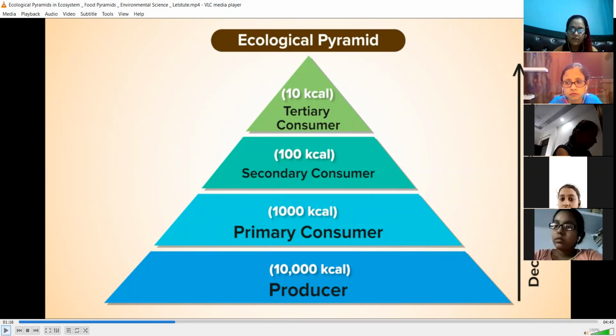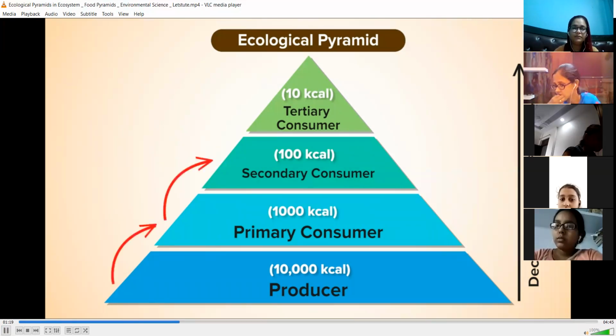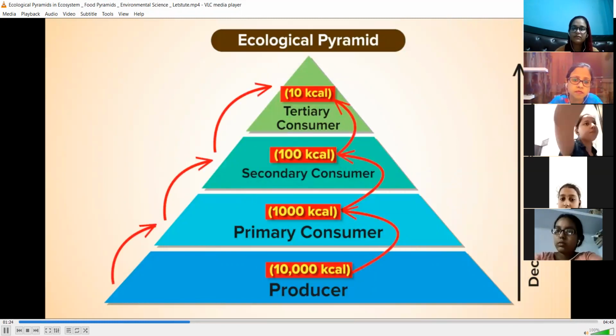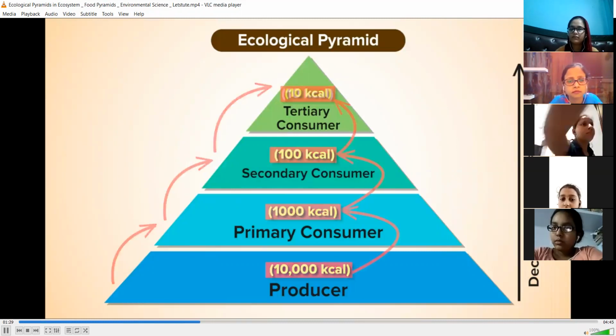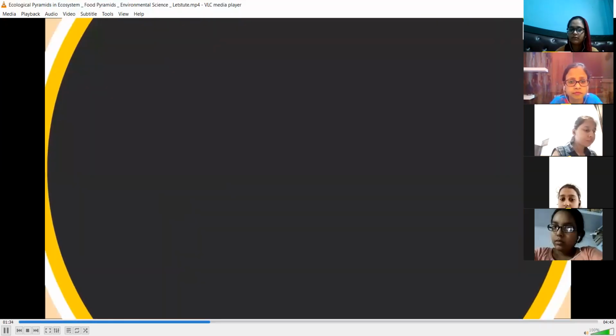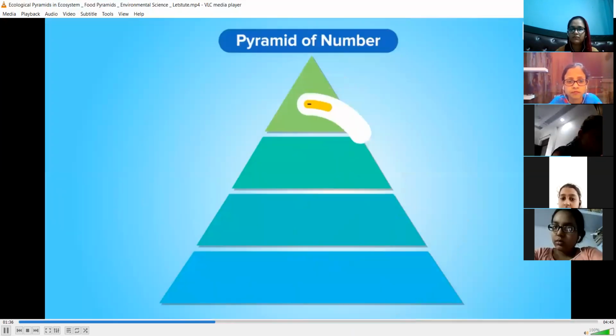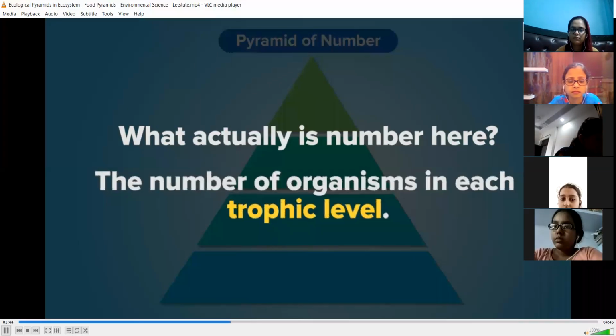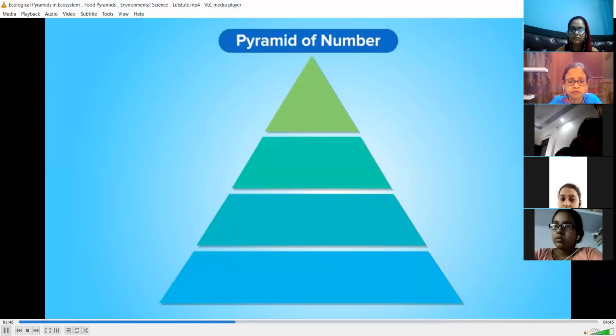Okay. The energy flows from one organism to another in a linear way, and only 10% of the energy actually moves from one trophic level to another. The remaining gets lost in the surrounding. The next type of pyramid is the pyramid of numbers. What actually is number here? It is the number of organisms in each trophic level. In this pyramid, the most abundant organism occupies the base and the least abundant ones occupy the apex of the pyramid.